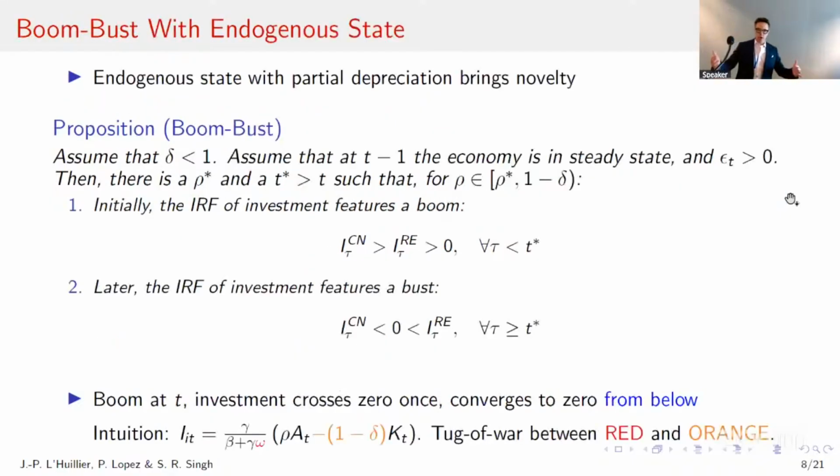Now, the fun part is when orange and red are playing out at the same time. So here you have a boom-bust result. And this is the novelty that is crucial to the general equilibrium with endogenous states, which is what we want to emphasize as a mechanism in our paper. The departure from Angeletos and Lian is that when you have an endogenous state, you're actually able to have a boom and bust. What happens? Assume that delta is strictly smaller than 1. Assume that at t minus 1, the economy is in steady state and epsilon is positive. Then there is a rho star and a t star, such that for rho between rho star and 1 minus delta, the following happens.